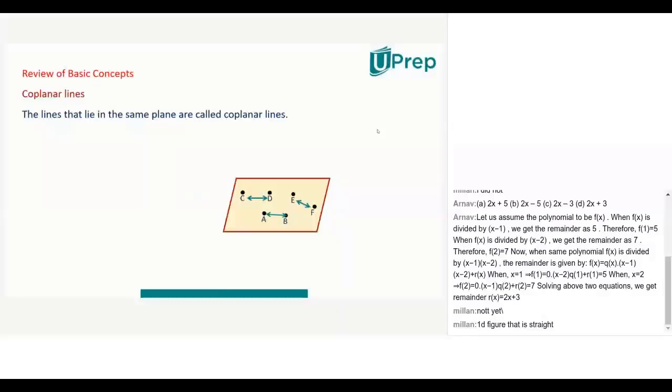Those lines which lie on the plane, on the floor where you are sitting, draw two straight lines. They are on the floor. On the wall which is on your right side, draw a line. That line is not on the flooring. So that line is not coplanar to the floor. The floor is a plane, right? So the lines that are in the same plane are called coplanar lines.